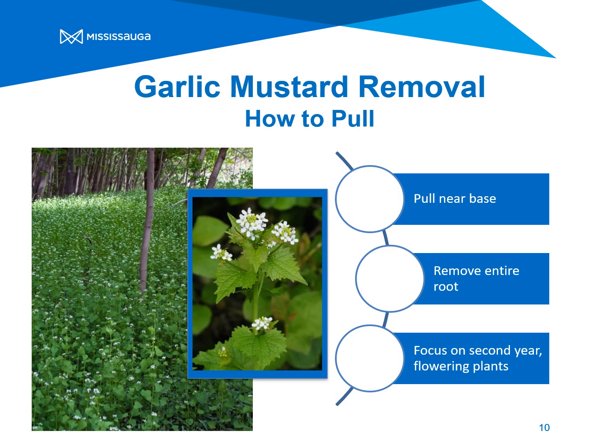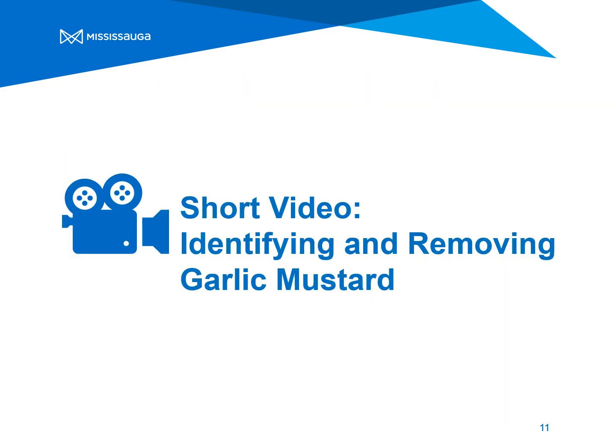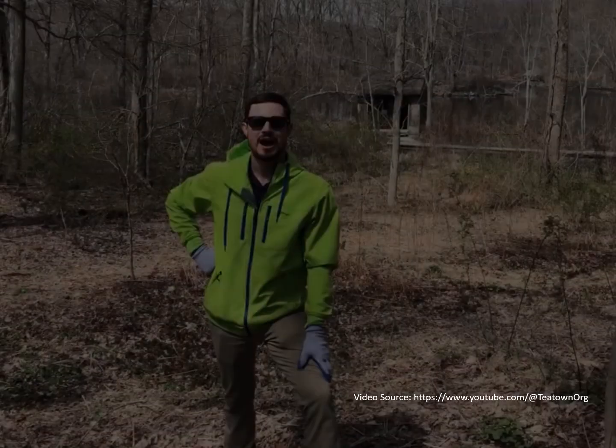Next, we can talk about how to remove garlic mustard. You grab the plant by the base, close to the ground, and pull. Try to remove the entire taproot and focus on removing flowering second-year plants. Now, please watch this short clip on how to remove garlic mustard.